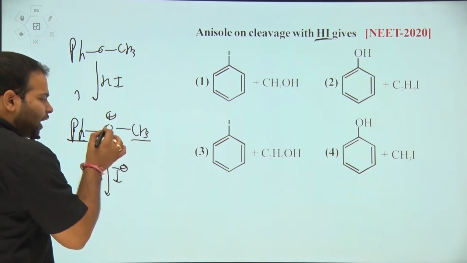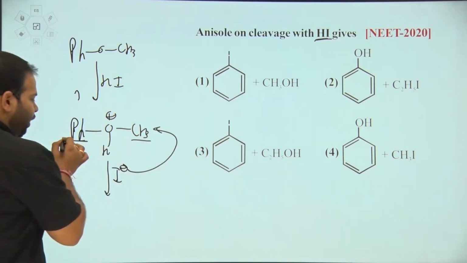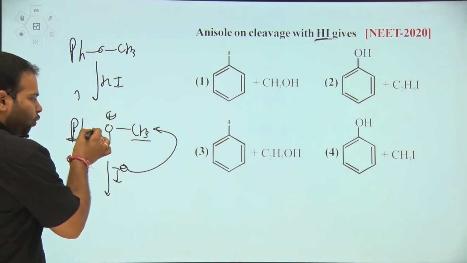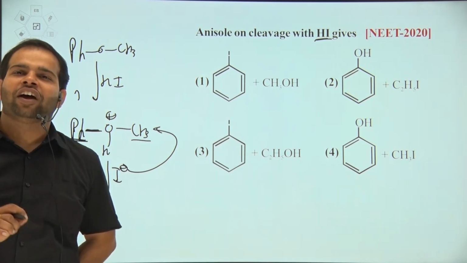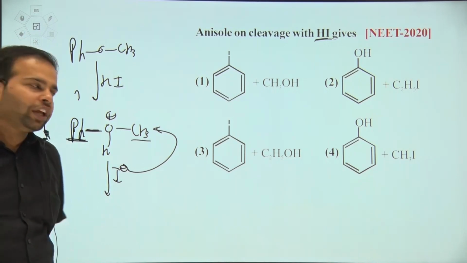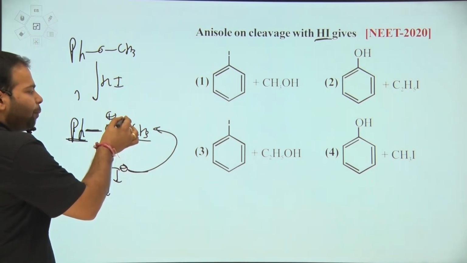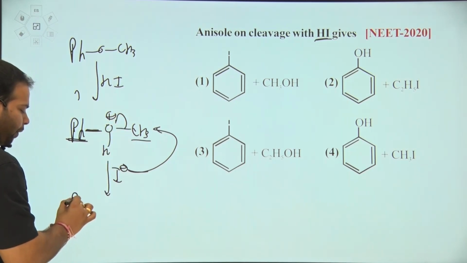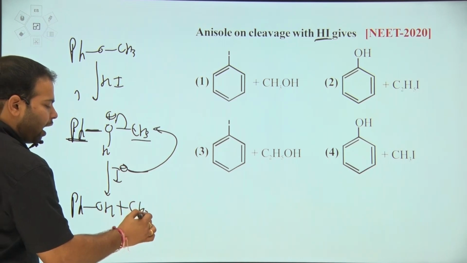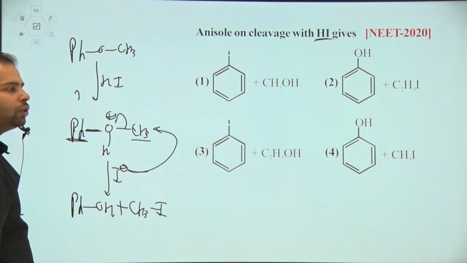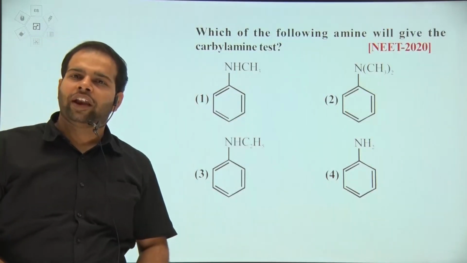So I minus will attack on the less hindered side, that is CH3, because we know that any leaving group on an unsaturated carbon can give neither SN1 nor SN2. So there is only one option for I minus to attack on this CH3 and break this bond to form the final product, that is phenol and methyl iodide. Clear? So in this case, the answer is 4th. Clear? Okay students, coming to the next question.